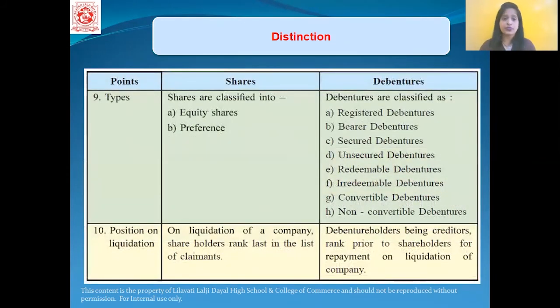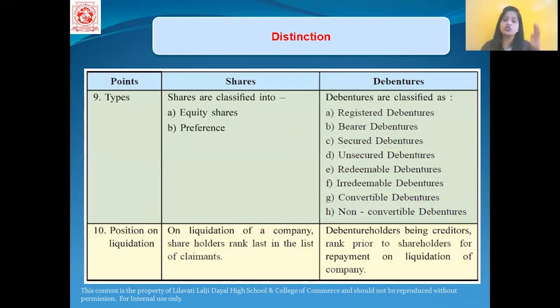Then we have the types. Shares are of two types, equity and preference. Debentures are of 8 types, which we studied just now: registered, bearer, secured, unsecured, redeemable, irredeemable, and convertible and non-convertible. Then the last one is the position on liquidation.